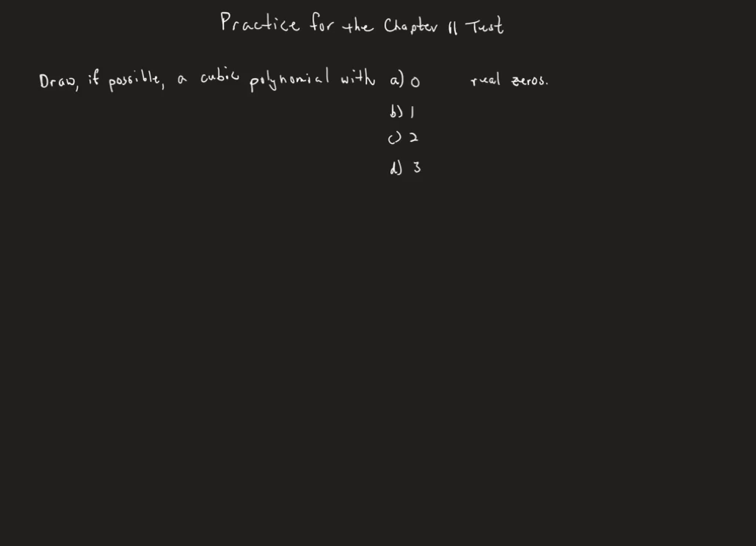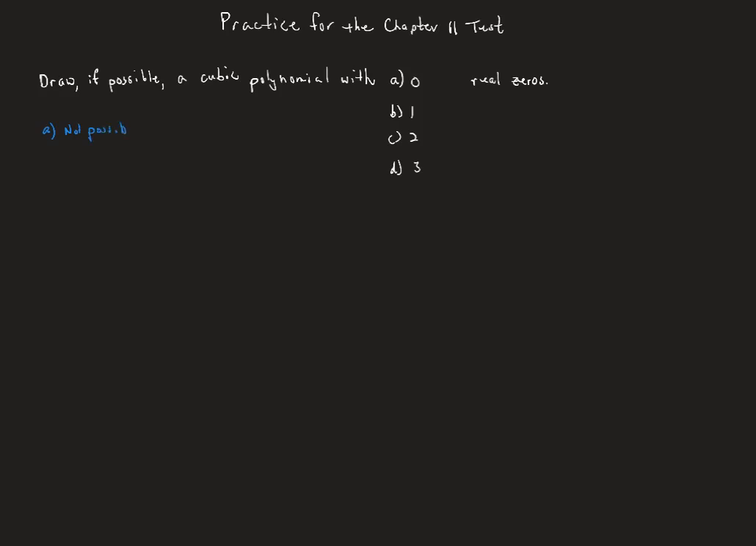The first one: I'm asking you to draw, if possible, the graph of a cubic polynomial, with parts A, B, C, D. Can you draw a cubic polynomial that has no real zeros? Can you draw one that has exactly one real zero, one with two, and one with three? On part A, it is actually not possible.